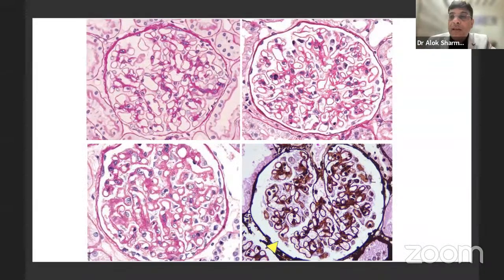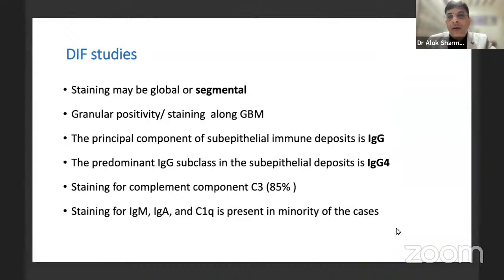The silver methenamine stain, the Masson's trichrome stain, the Congo red stain as a routine for each and every biopsy. And this is what helps us to identify a lot of diseases per se. For example, in membranous glomerulopathy, if the deposits are enough in number, they will induce changes which we call mottling or spikes, which helps us to identify the pattern of injury. Now, DIF is critical to diagnose membranous GN.